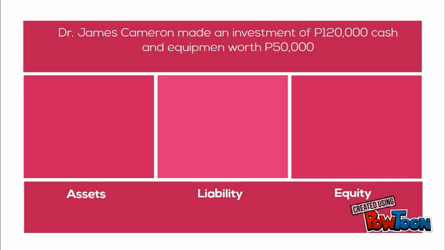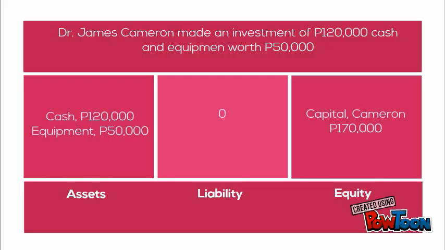Okay, so the cash and equipment will be in separate accounts in the assets, which is 120,000 and 50,000 pesos respectively. And then if you add that up, that's going to be equal to 170,000, which will be in his capital account under James Cameron's name in equity.